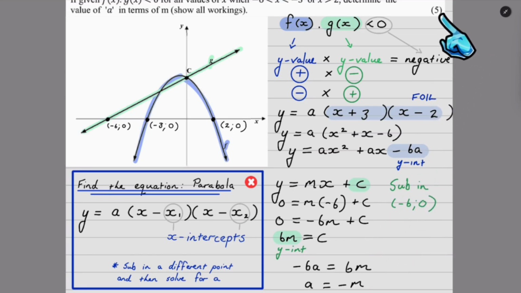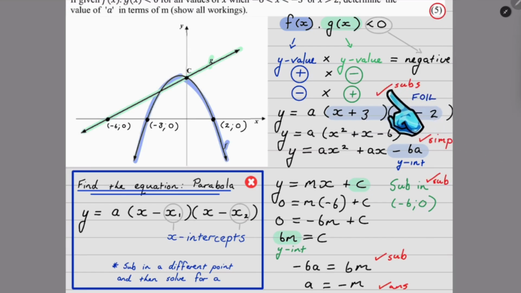Right, let's see where our 5 marks are going to come from. Your first mark comes from substitution into the parabola formula, so this formula over here. The second mark comes from simplifying that mess into this line. The third mark comes from subbing this point into the linear function in this line here. Fourth mark is equating the two y-intercepts or subbing one into the other. And the fifth mark comes from a equals negative m, the final answer.